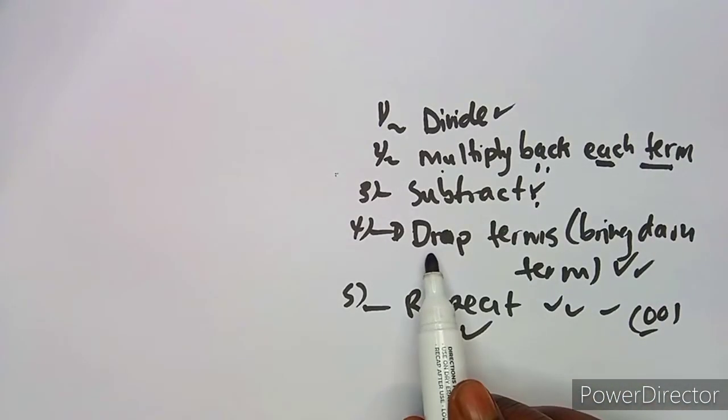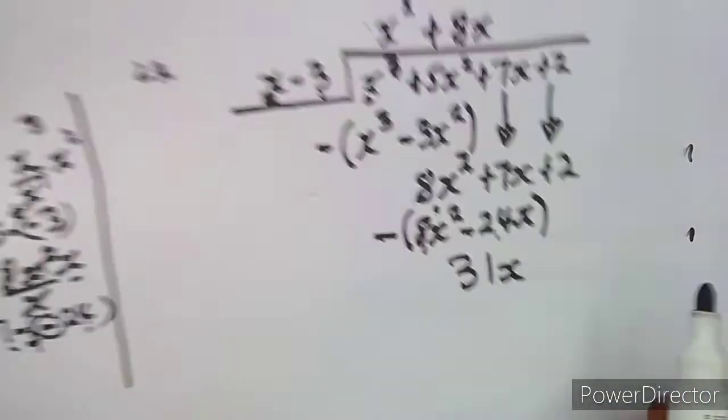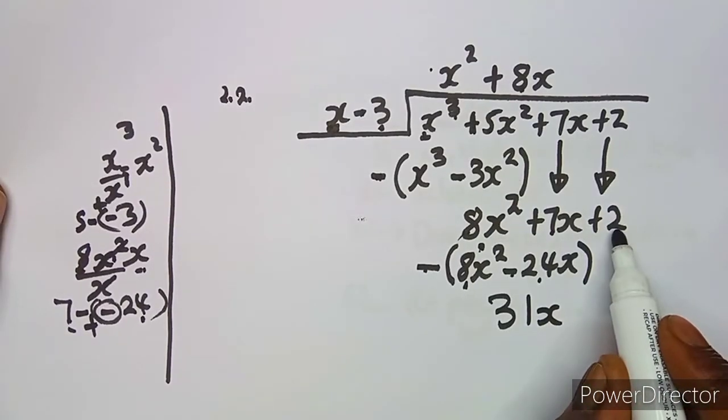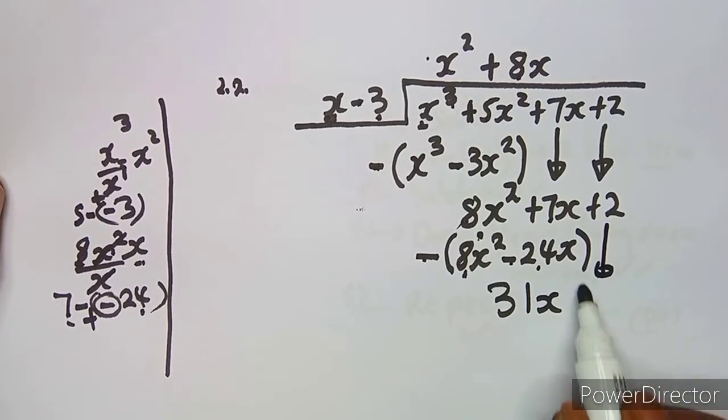Then after subtracting, you have to drop the terms, bring down the terms. So which terms are you talking about? We are left with 2. So you're going to drop this 2. So it's going to be plus 2.